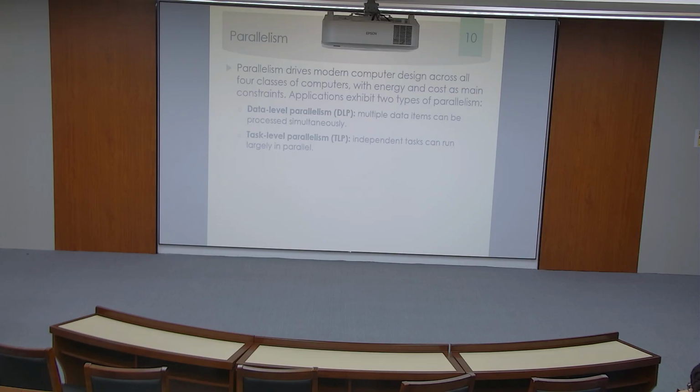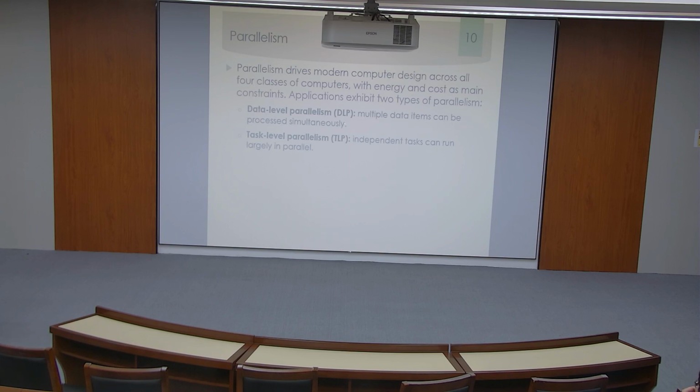We have applications which exhibit two types of parallelism. We have data level parallelism, DLP. What does this mean? It means that we have multiple data items, and these data items can be processed at the same time. Data level parallelism: many data items which can be processed at the same time.